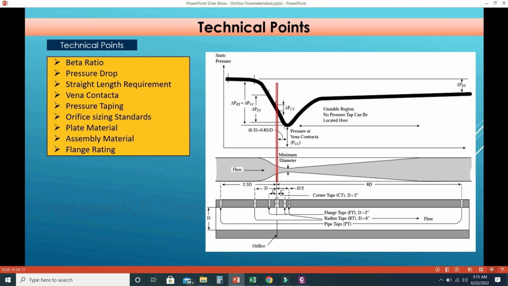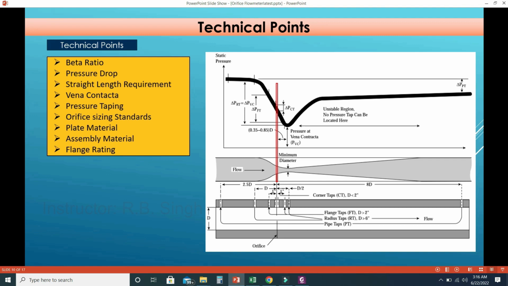Flange. Orifice flanges. As we have seen, two flanges, upstream and downstream, are required to consider the orifice plate installation. So we consider weld neck, raised face flanges, and the size of the flange will depend on the size of the pipe, and the thickness of the flange will depend on the rating of the pipe or rating of the flange. Minimum rating of the flange is 300.